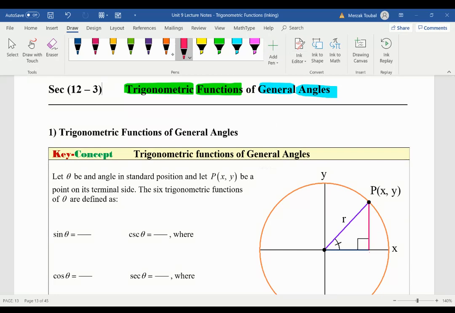So what do we mean by trigonometric functions of general angles? We mean the sine of any angle on the circle, the cosine of any angle on the circle, the tangent of any angle on the circle, and so on.